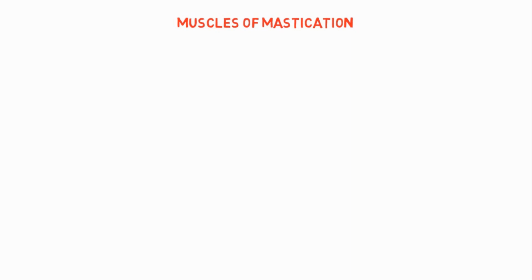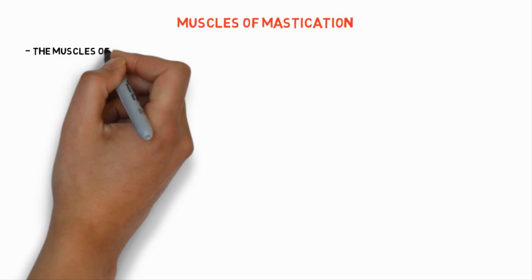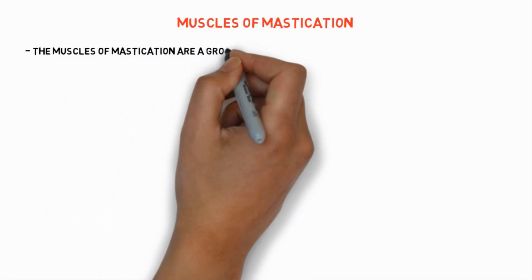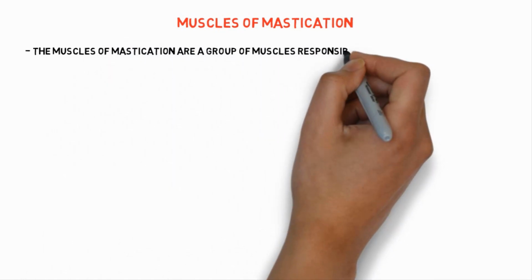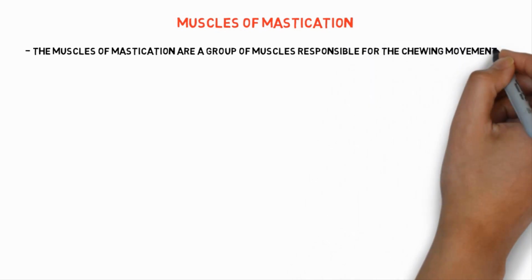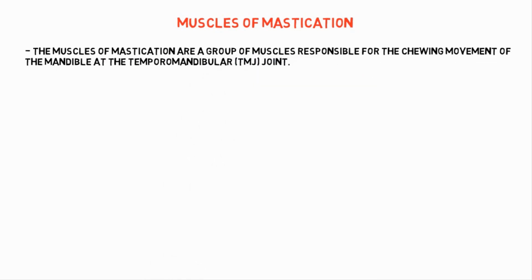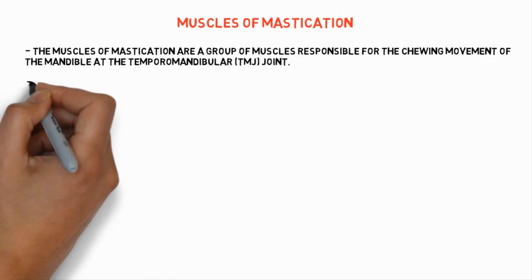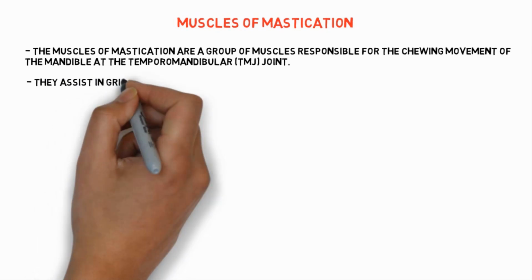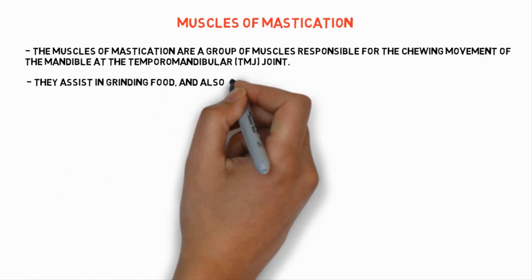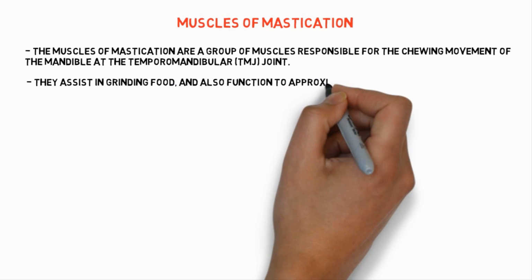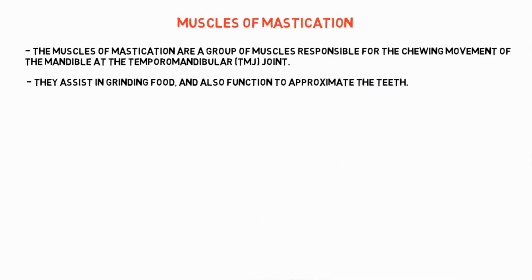Today we will learn about muscles of mastication, their origin and insertion, and their functions. Let's know more about masticatory muscles. Muscles of mastication are a group of muscles responsible for chewing movements of the mandible at the TMJ joint. They assist in grinding of food by opening and closing of the mandible and also function to approximate the teeth.